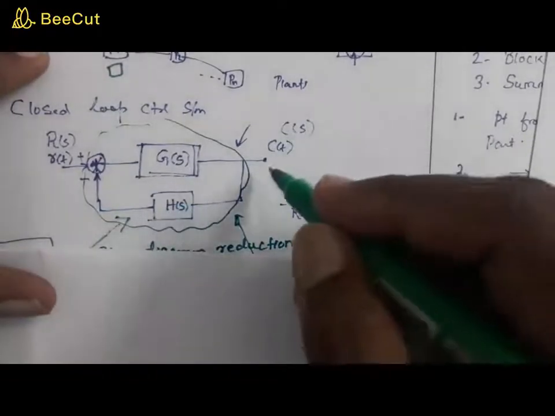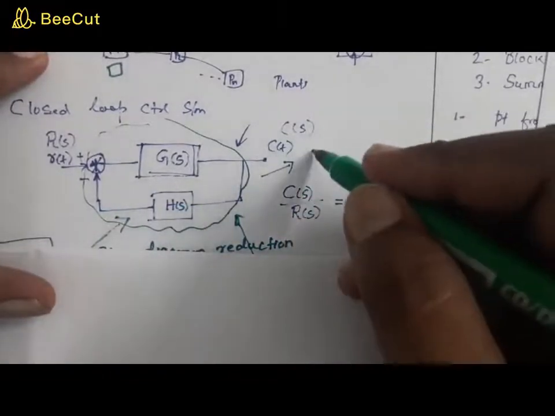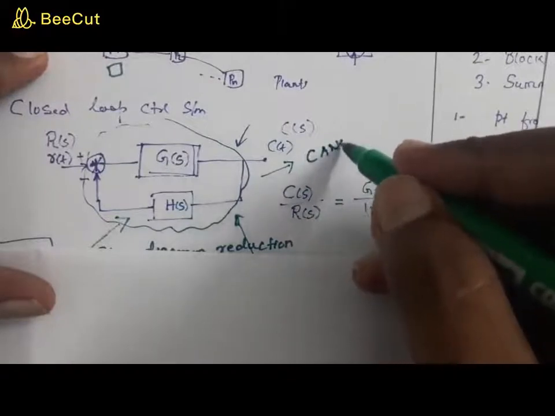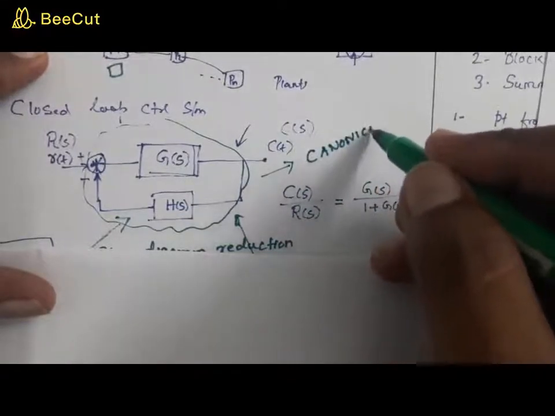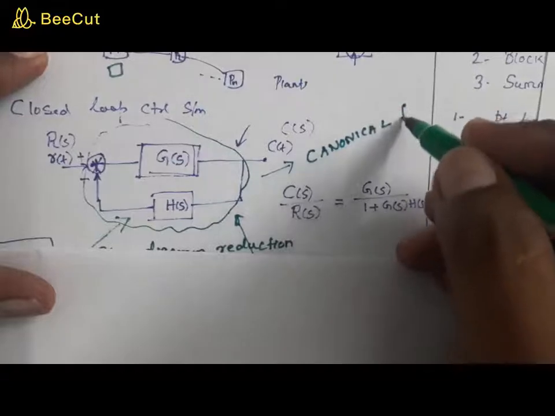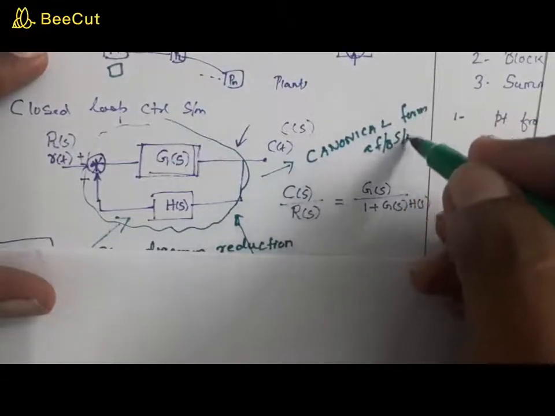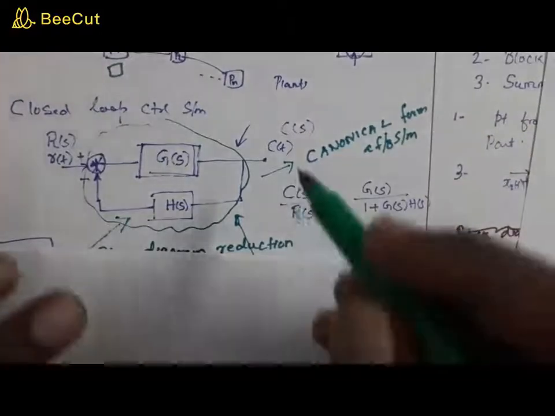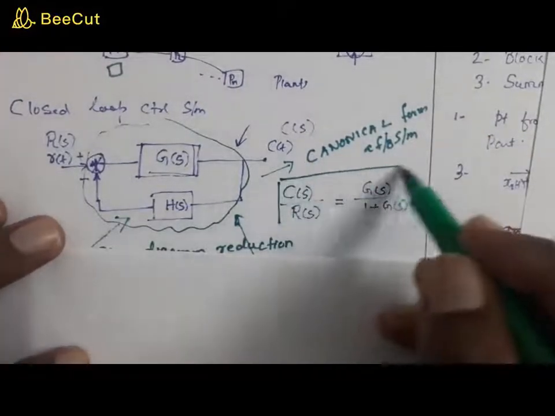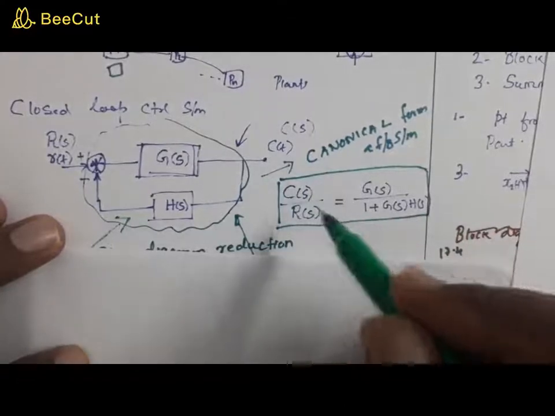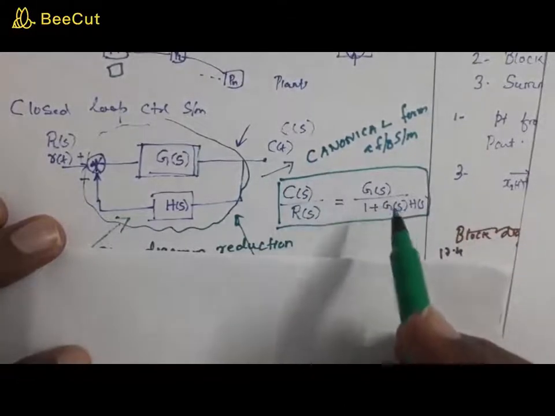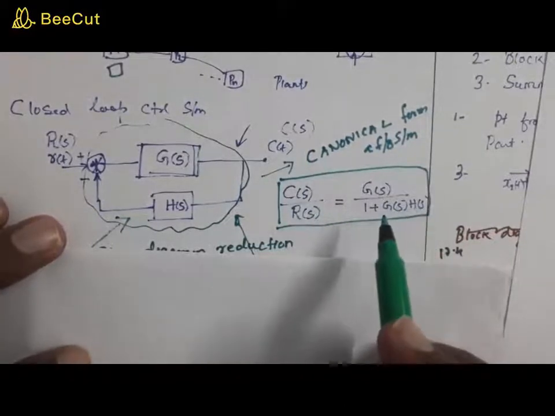This type of representation we call the canonical form of a feedback system. This is called the canonical form of a feedback system, and you have already derived the transfer function: C of S by R of S is equal to G of S by 1 plus G of S H of S.